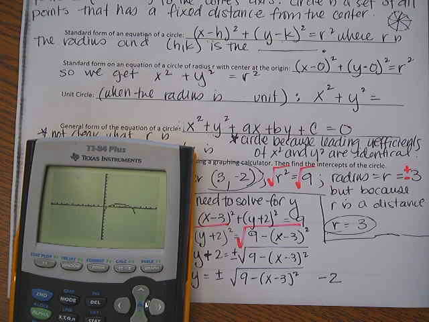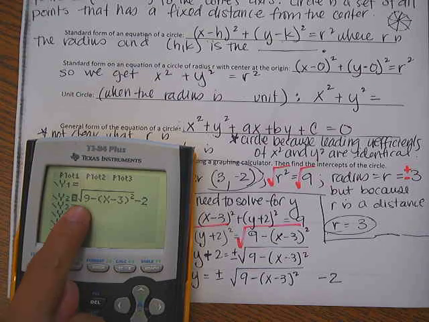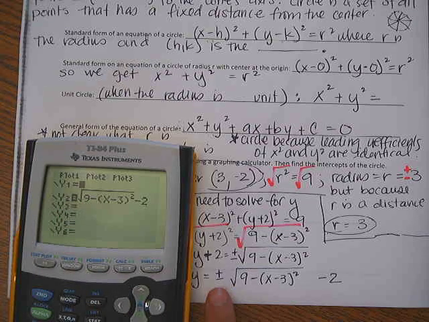Alright. Well, Mrs. Bloom, that does not look like a circle. Okay? Well, you're right. It's not a circle. It's half of a circle. Because all I did was the positive half. See this right here? So what I need to do is also enter in the negative half.